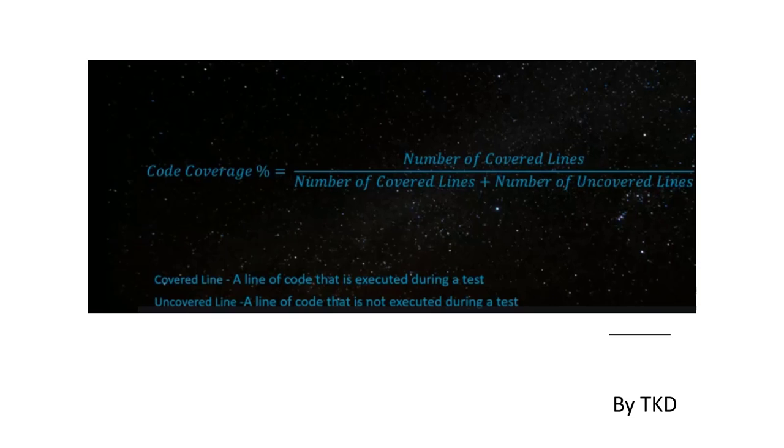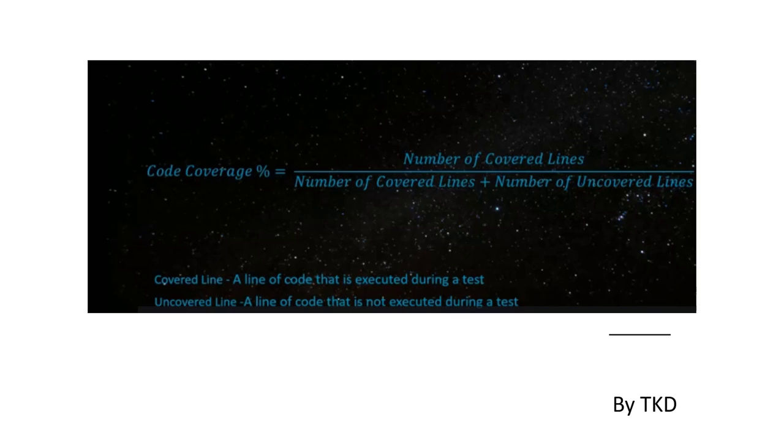Well, the coverage percentage can be calculated as follows. Basically, it is the number of covered lines divided by the number of covered lines plus the number of uncovered lines. This seems pretty self-explanatory, but actually a covered line is a line of code that is executed during a unit test execution, whereas an uncovered line is a line of code that is not executed during a unit test execution.